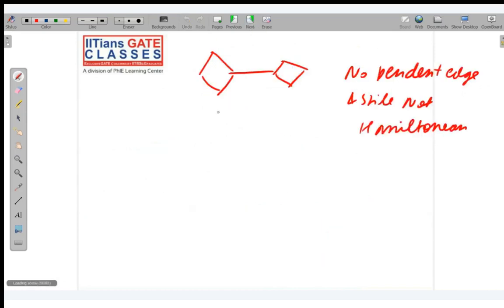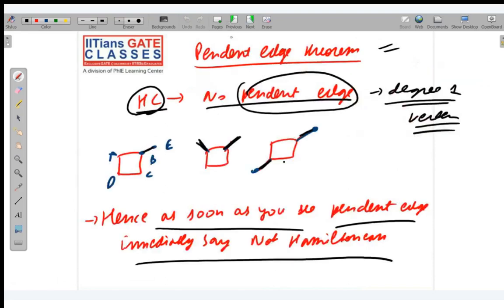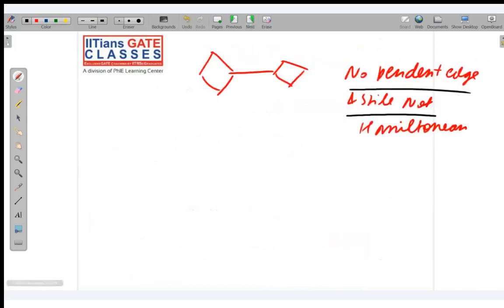Okay, so I have told you this is a one-way theorem, na? Hamiltonian circuit implies no pendant edge. One-way theorem means the converse is not true. That means no pendant edge does not imply Hamiltonian circuit. See this, I have told you, there is no pendant edge and still it is not Hamiltonian. I think you have got it.